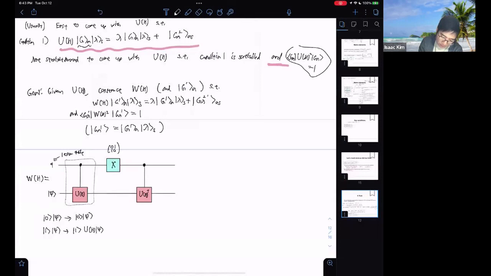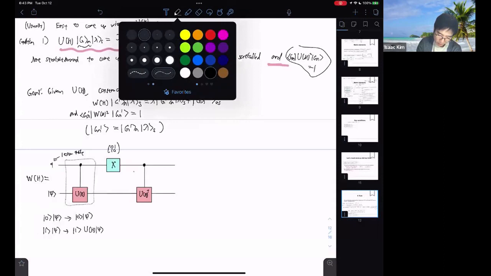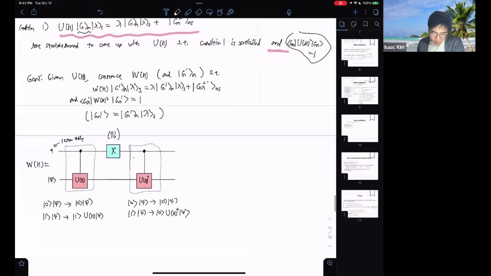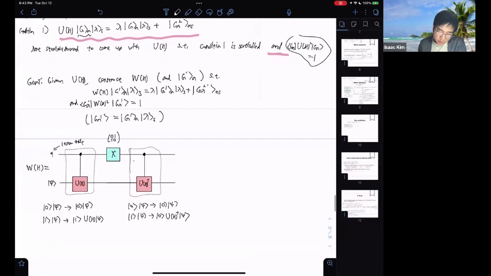Similarly, I'm sure at this point you figured out what happens here. Over this part, if you begin with the zero psi state, then you do nothing. If you begin with the one psi state, then you apply U inverse. Okay. All right. So we need to really show two things. One is this fact, and the second is this fact.